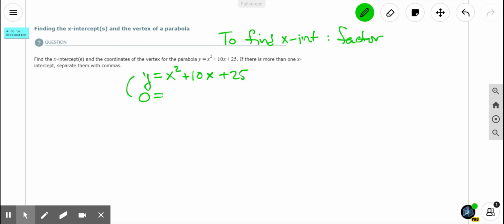So we're going to substitute in a 0 to find the zeros, using the zero product rule, because we want the function to be equal to 0 here. And then we're just going to factor. We get x plus 5 and x plus 5. It might have taken you longer, but that's what you will get.